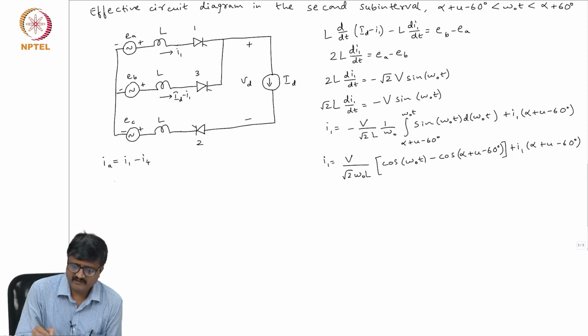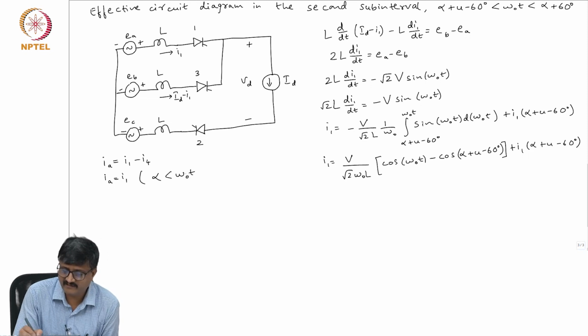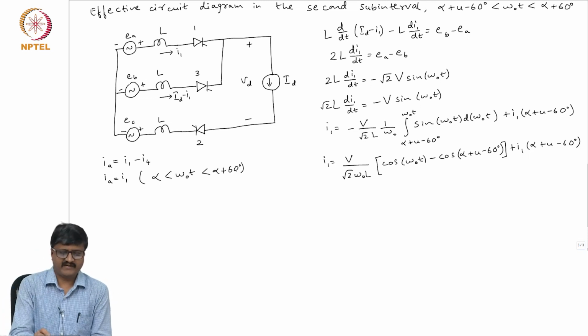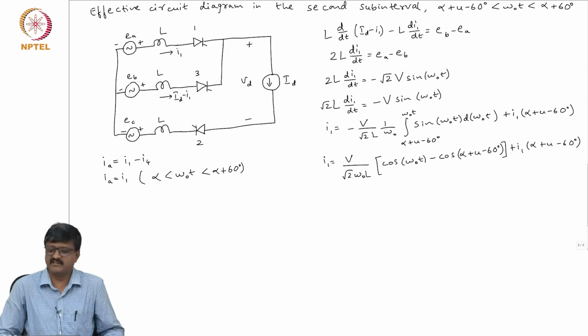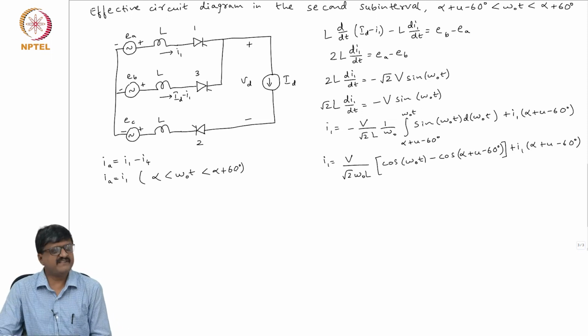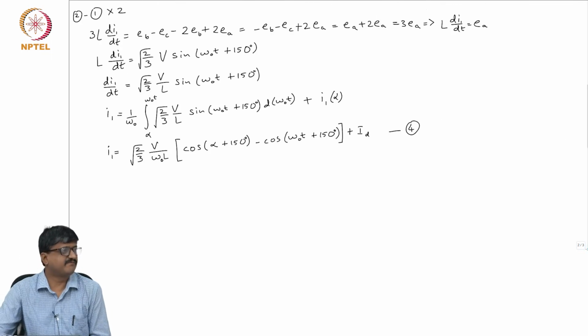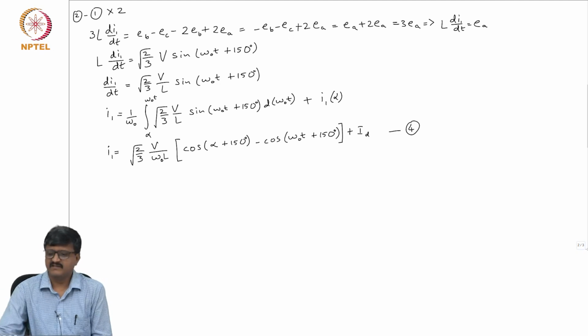So, IA is equal to I1 for alpha less than omega ot less than alpha plus 60 degrees. Due to which I1 happens to be the current through the inductor, not always, but in this first interval which consists of two subintervals. So, I can use the previous equation. What is the previous equation? The previous equation is equation 4. This equation 4 is applicable up to alpha plus u minus 60. It is applicable in the first subinterval.